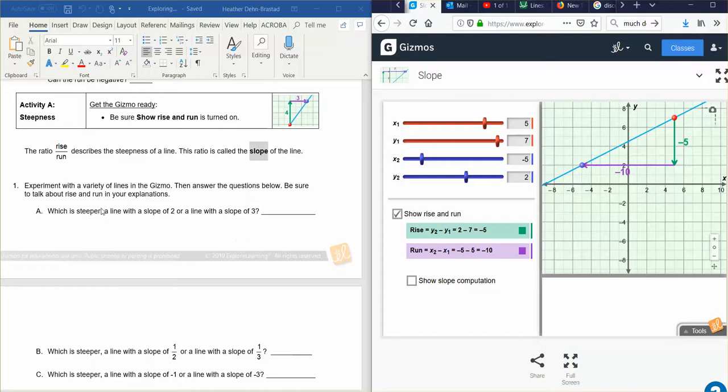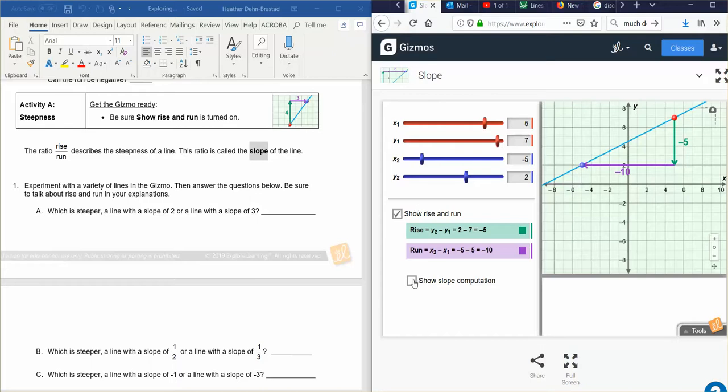So we're going to experiment with a variety of lines. We've been doing that already. Then answer the questions below. Be sure to talk about rise and run in your explanations. Which is steeper, a line with a slope of 2 or a line with a slope of 3?